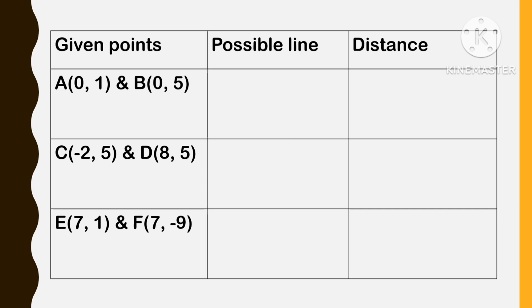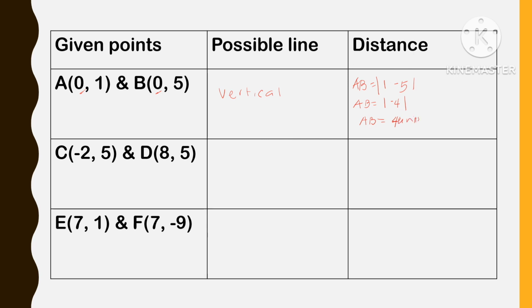As you can observe, they have the same x-coordinate. Since they have the same x-coordinate, it means that the possible line is vertical. And the distance of these points is the difference between their y-coordinates. That is 1 minus 5. AB is equal to the absolute value of 1 minus 5, which is negative 4. Therefore, AB is equal to positive 4 units.